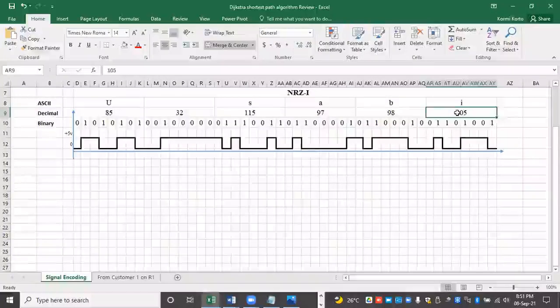Okay, and then for the ASCII, you just use your conversion chart to decode the message.